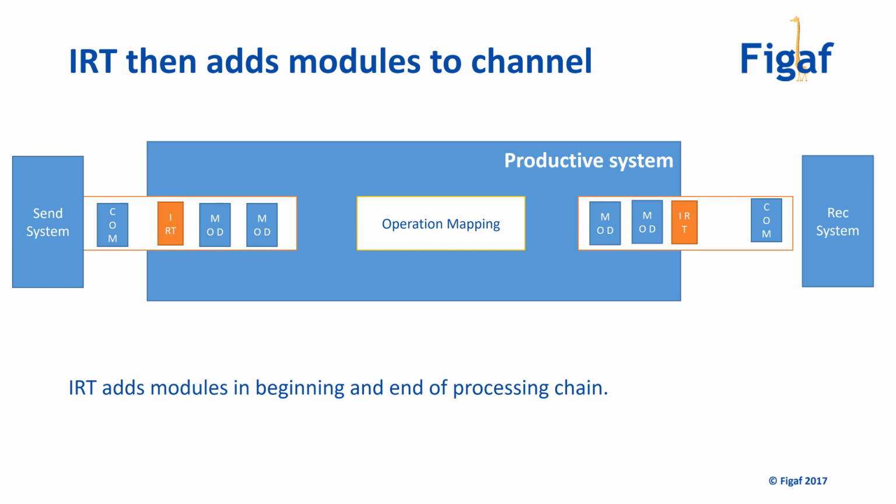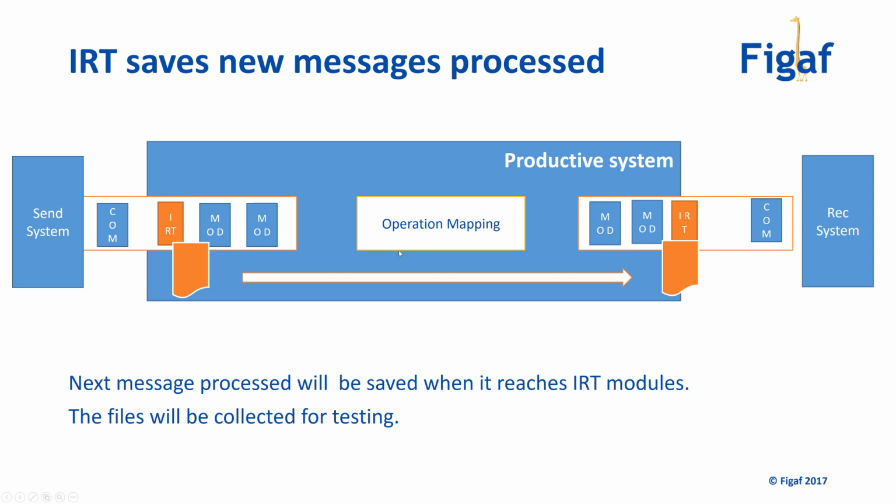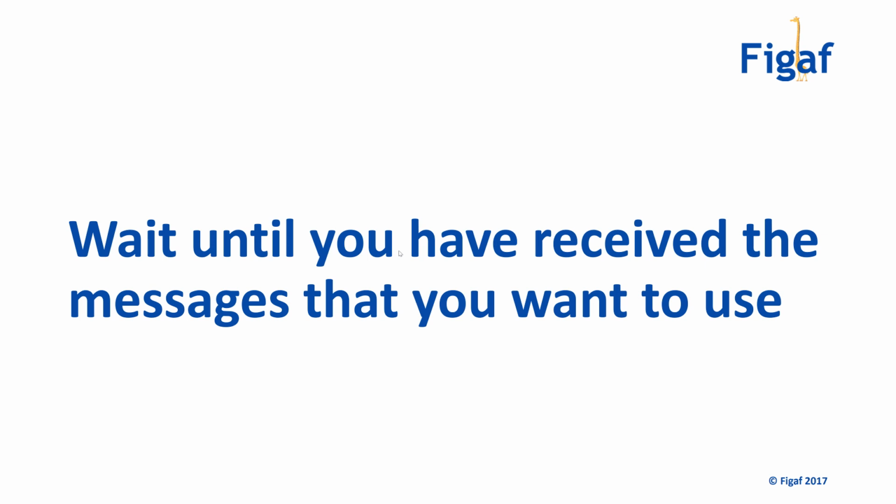Then the ERT system would insert modules in the beginning and the end of the processing chain and send a message to this productive system. So for the next 5 messages that process on this ICO, it would save the message when it reaches here and also when it reaches the receiver adapter. Then we got these 2 messages, and they would be collected, saved on your test system, and then you just have to wait until you have received your 5 messages.